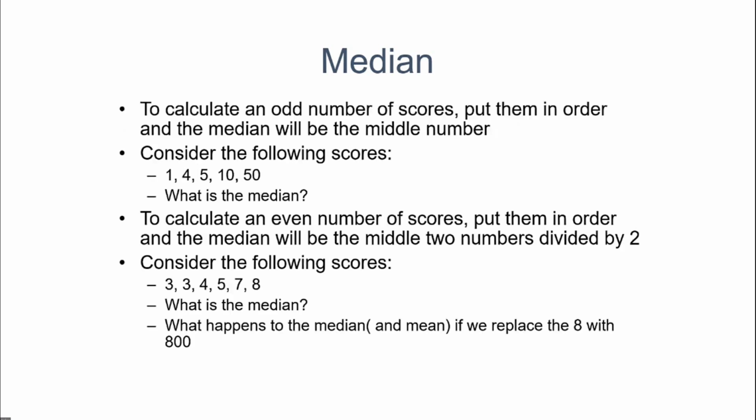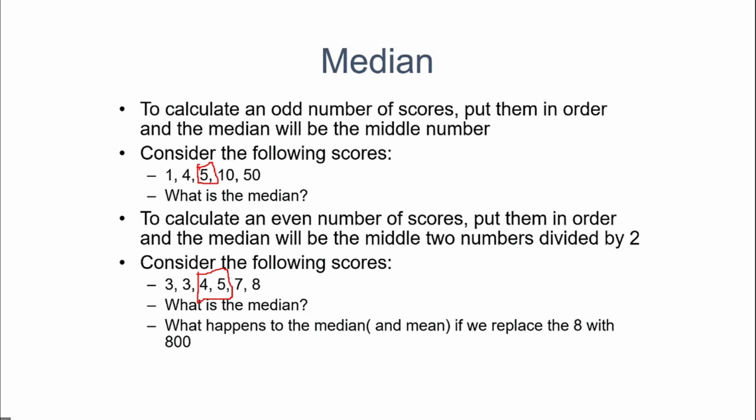Let me give you some examples. What is the median of this set of scores? 1, 4, 5, 10, and 50. Again, if we tried to calculate the mean, that 50 would really pull that mean quite a ways, but the median is just the middle score, so it is 5. In this example, a little further down, we have the numbers 3, 3, 4, 5, 7, 8. We don't have a middle number, we have a middle two numbers, so the median is 4.5.